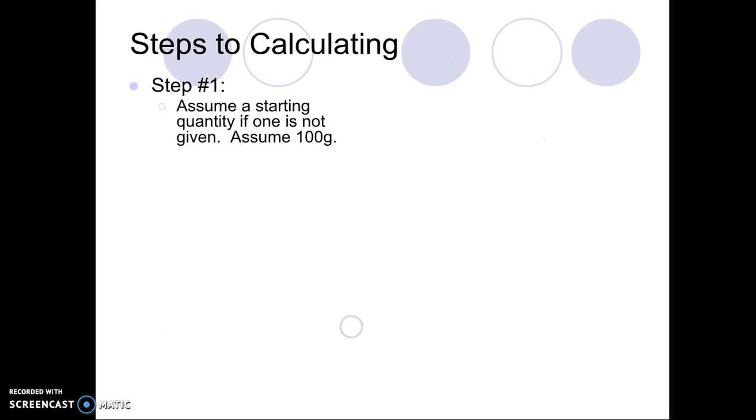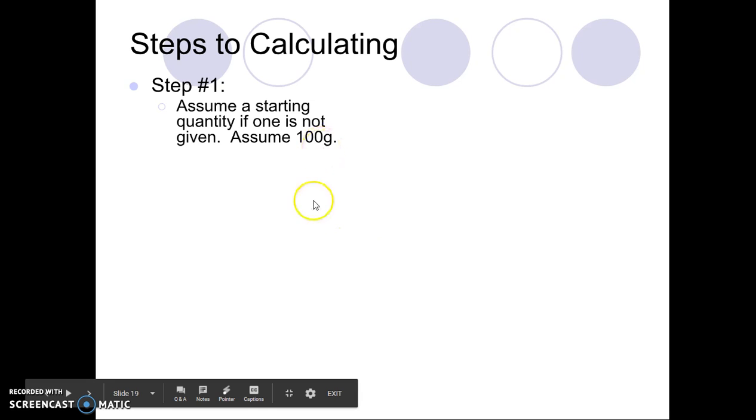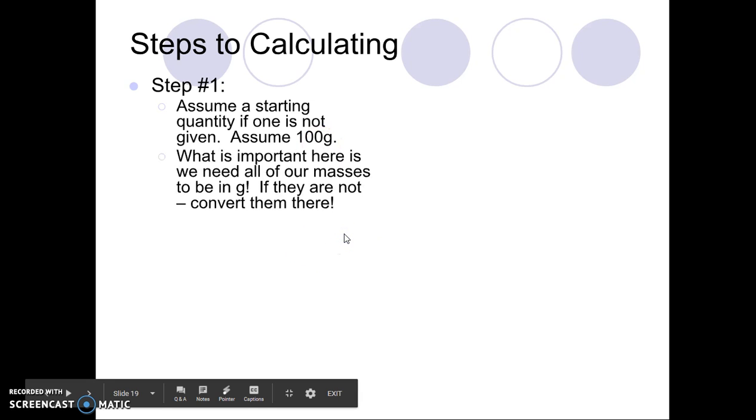So basic steps to calculating. Number one, we're going to assume that we have 100 grams. So if a starting quantity isn't given, we're going to do 100 grams. That makes it really nice because you're going to be determining percentages, and percentages are based out of 100. So we can just take the percentages and turn them right into grams.